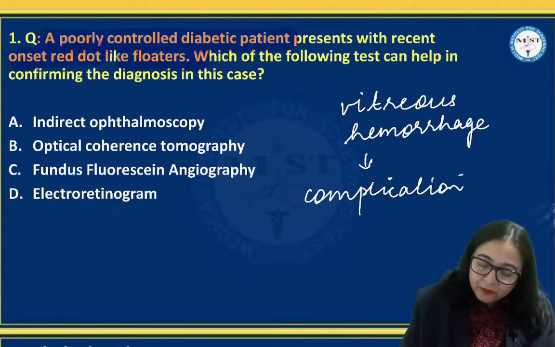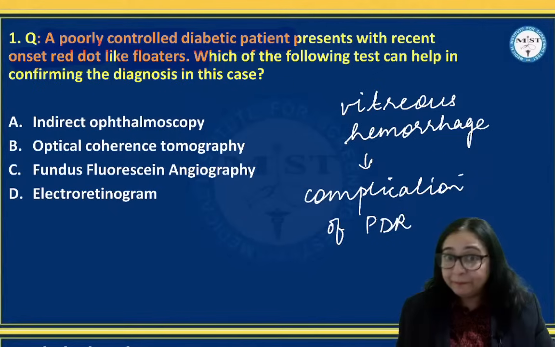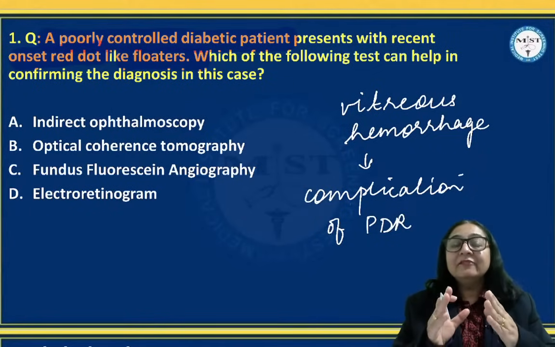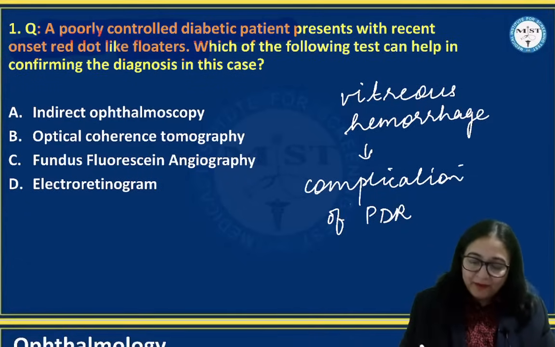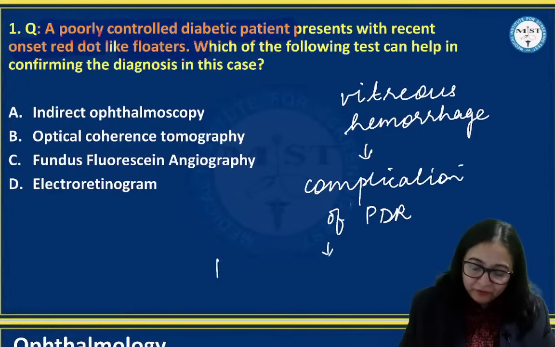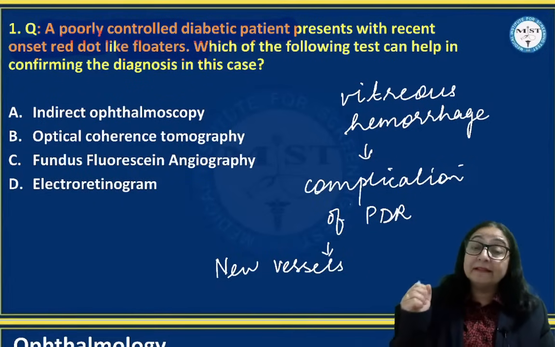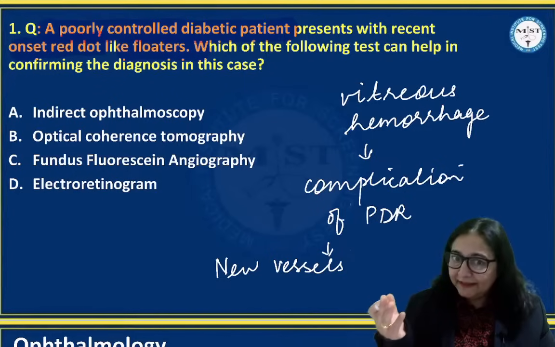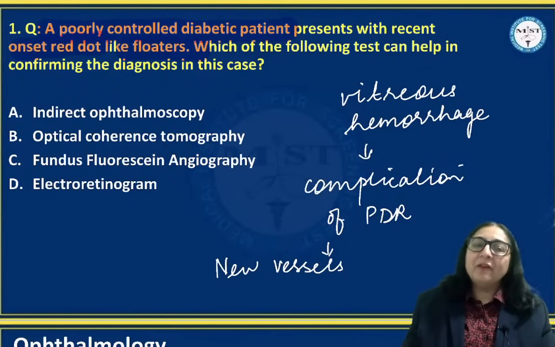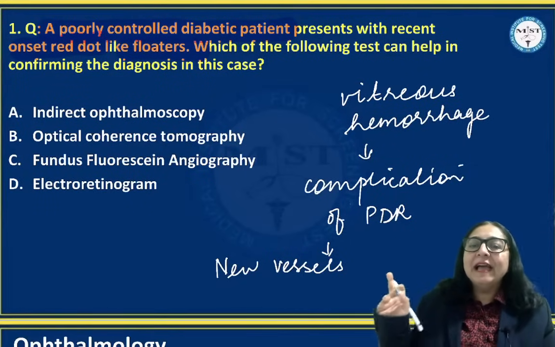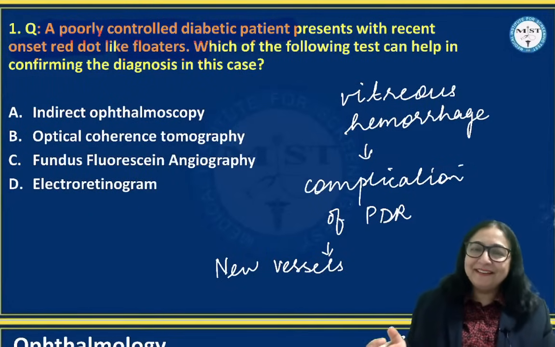Now, to make a diagnosis of proliferative diabetic retinopathy, what do you need to see in the fundus? What do we need to see in the fundus so that we confirm the diagnosis? Once again, all of you know that you have to see new vessels in the fundus. Either neovascularization on the disc, or neovascularization elsewhere. Now, coming to the choices here, which test will help us to find the new vessels? Almost each one of you has already told me the right answer.